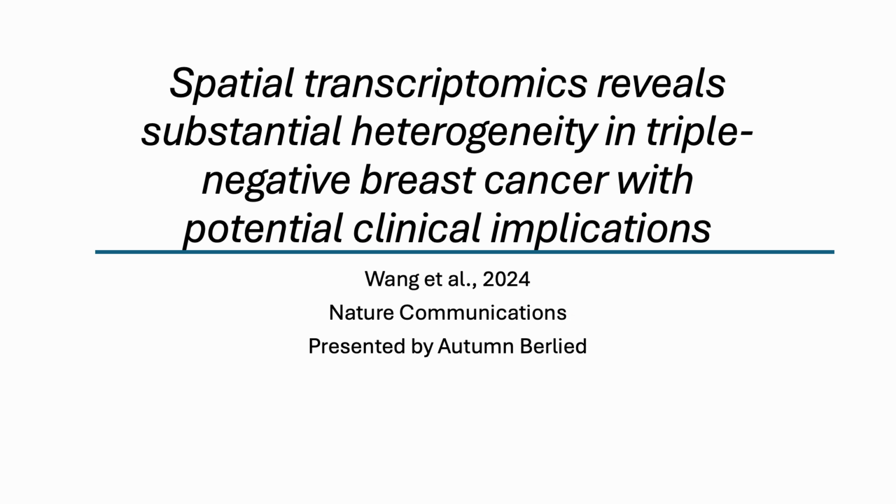Hello, my name is Autumn Burleid, and today we're going to be discussing the paper Spatial Transcriptomics Reveals Substantial Heterogeneity in Triple-Negative Breast Cancer with Potential Clinical Implications by Wang et al., published in 2024 in Nature Communications.